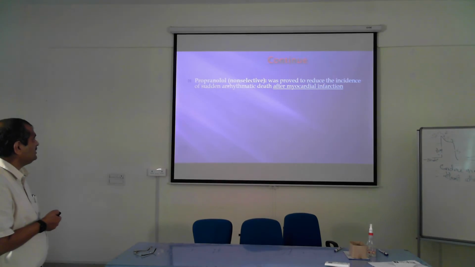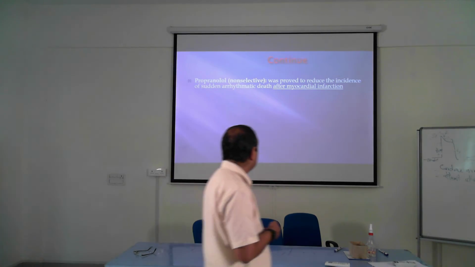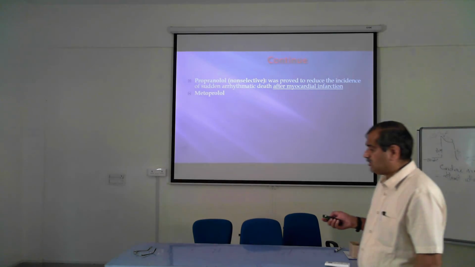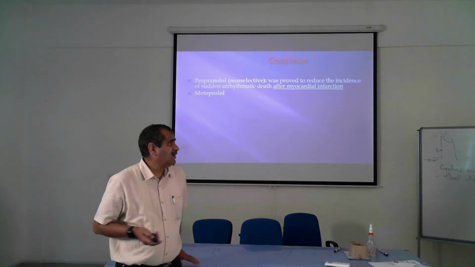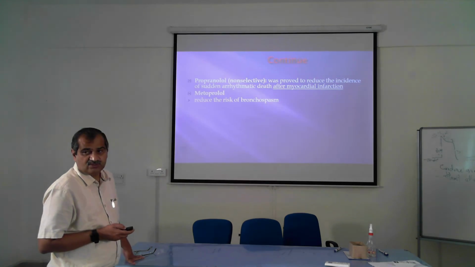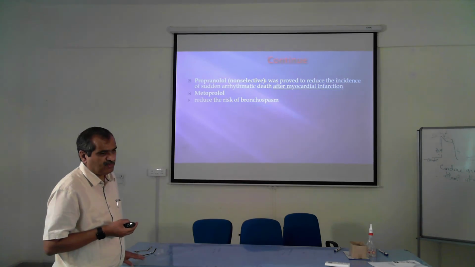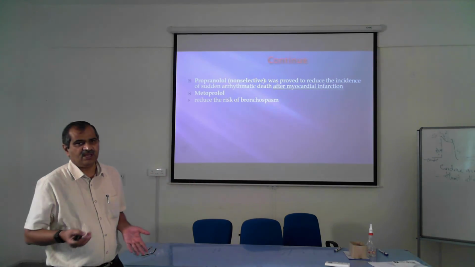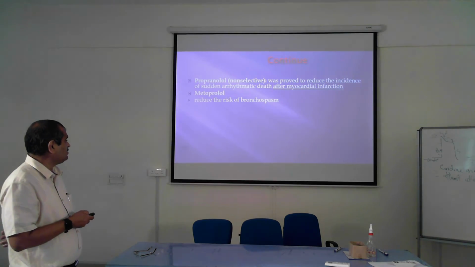So propranolol is one of the non-selective beta adrenergic blockers. It reduces the incidence of sudden arrhythmic death after myocardial infarction. That is one of the drugs of choice, propranolol. And metoprolol: you have studied all the pharmacokinetic properties of this drug in the autonomic nervous system. Metoprolol can reduce the risk of bronchospasm. Propranolol is non-specific; beta 2 adrenergic receptors are also present on the bronchi, and blocking them causes bronchospasm.